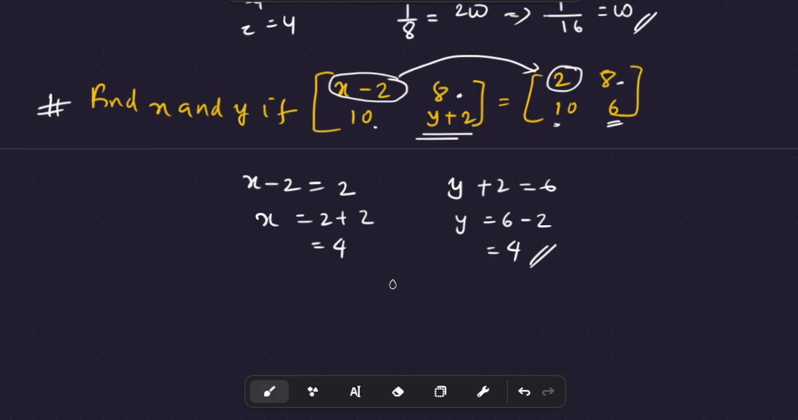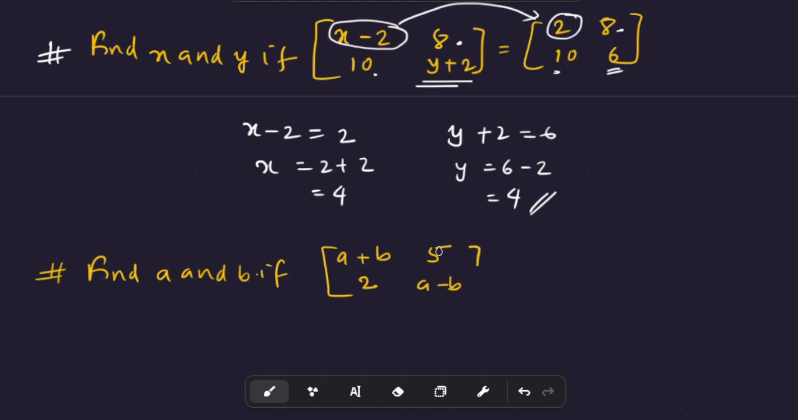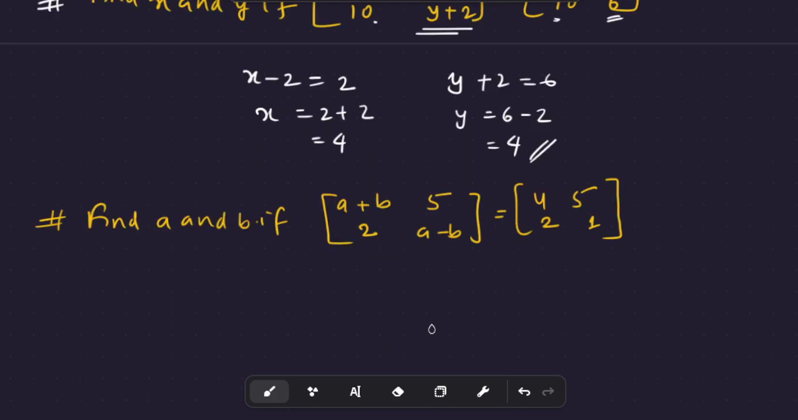Okay, very simple question. Now next question. Find the values of a and b if the matrix [a plus b, 5; 2, a minus b] equals [4, 5; 2, 1]. Okay, can you find the values of a and b here? Try it. Get the answer.